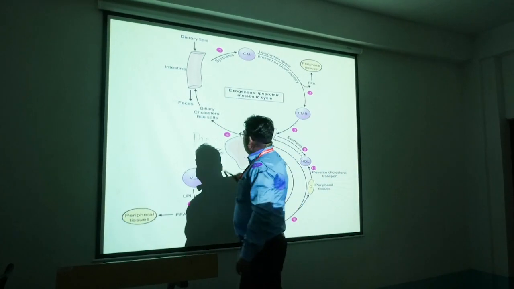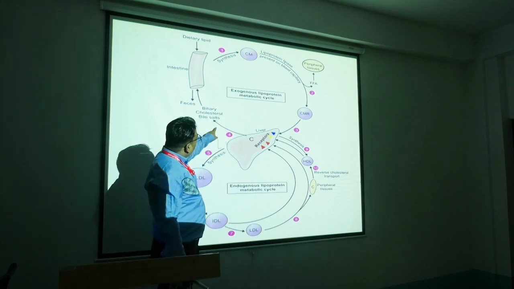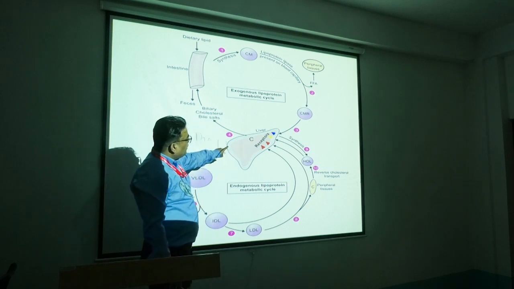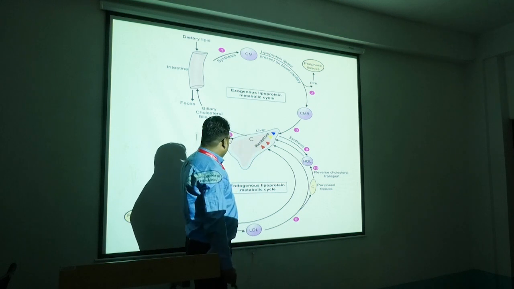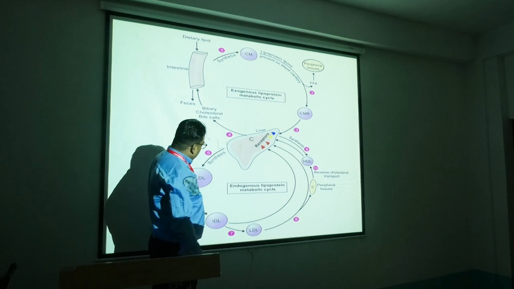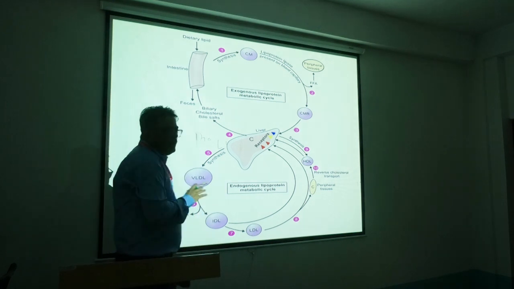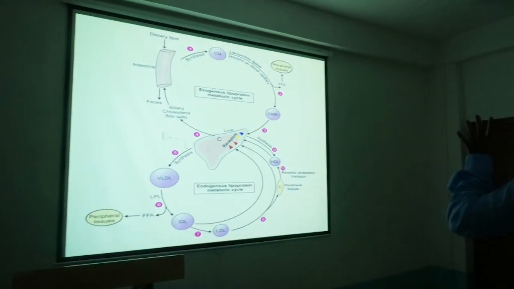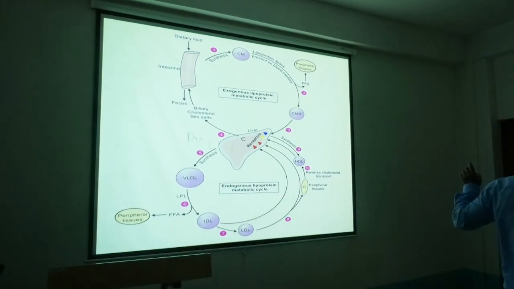Now this comes to the liver, and by the liver these molecules form other molecules. It forms HDL, it forms LDL, it forms IDL. Okay? This is a very perfect diagram. You will understand with the numbering given here.